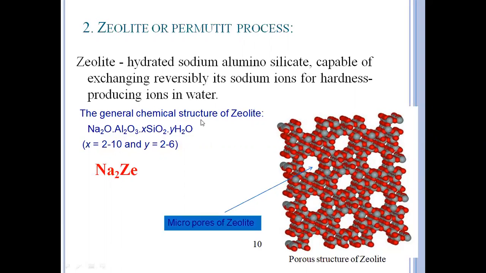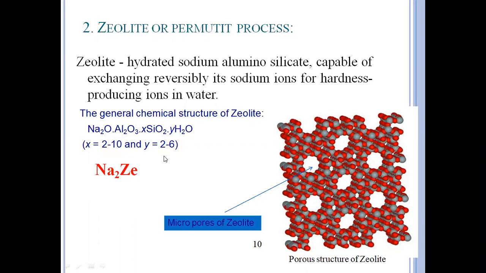The general chemical formula of zeolite is Na2O.Al2O3.xSiO2.yH2O, where x is equal to 2 to 10 and y is equal to 2 to 6. The shortcut representation of the total chemical structure of zeolite is Na2Ze, where Ze means zeolite.